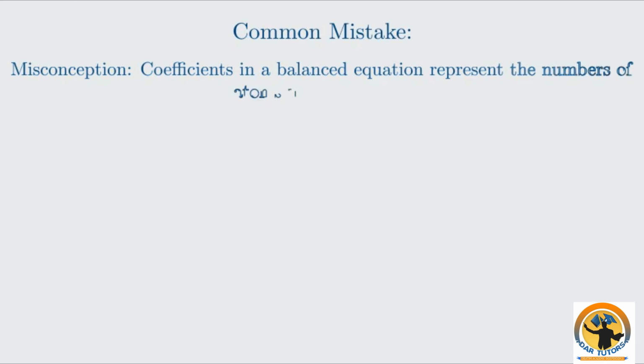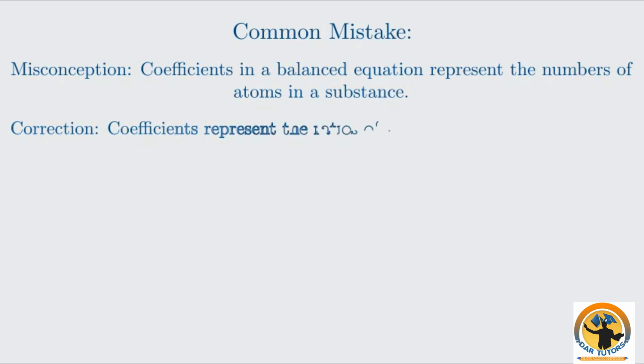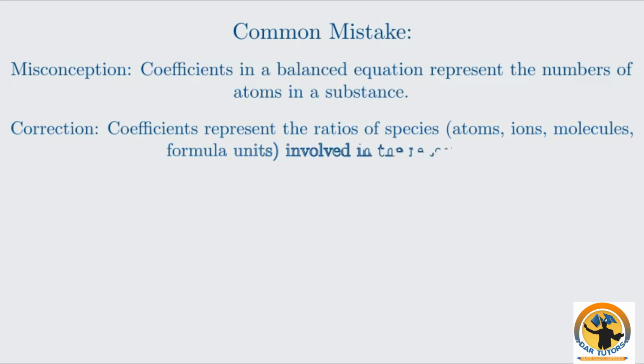It's important to understand a common misconception. The coefficients in a balanced equation do not directly represent the number of atoms of the elements in the substance. Instead, they represent the ratios of the numbers of atoms, ions, molecules, formula units, or electrons that are involved in the chemical reaction. They tell us the relative amounts, not the internal composition of a single substance.